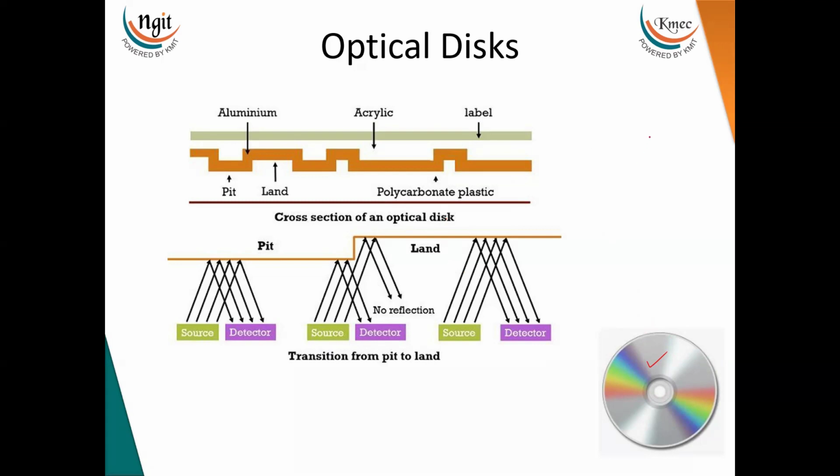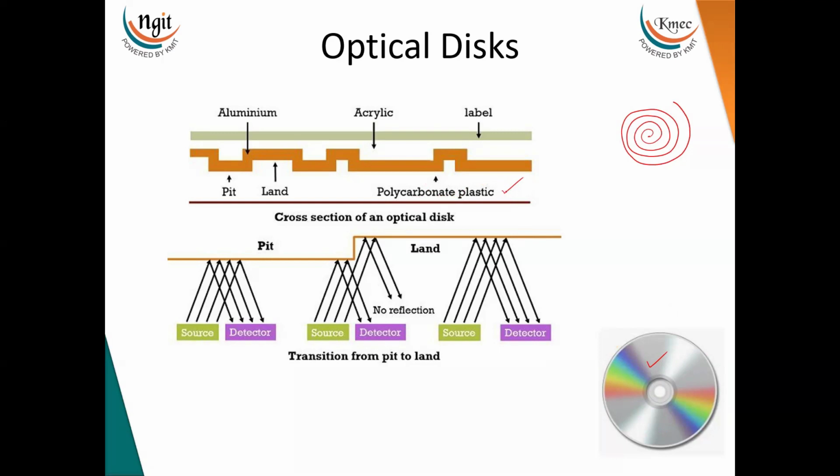Inside the CD, with respect to the center, physically only one track is available, in the form of a spiral. Now this is the cross section. The bottom layer is made up of polycarbonate plastic. Here you can see the shiny part is made up of polycarbonate plastic, which functions as a clear glass base.